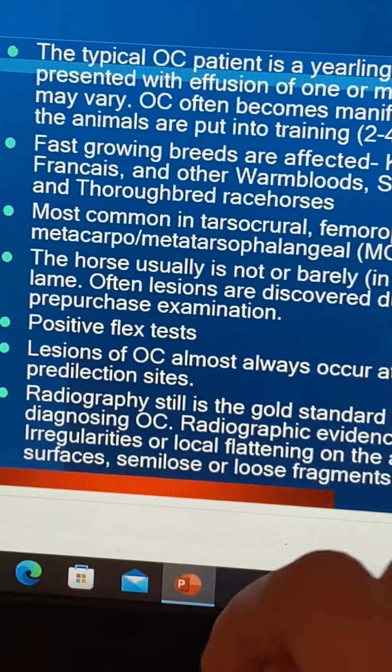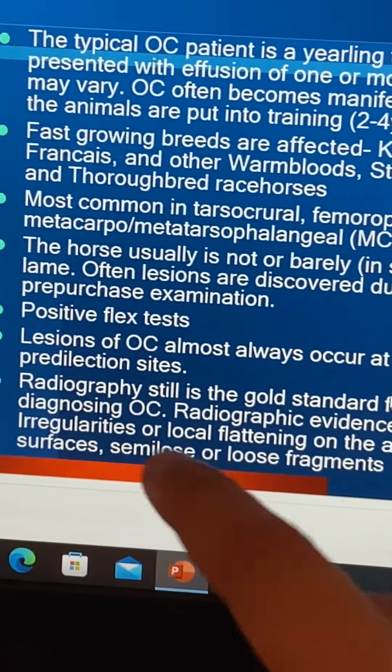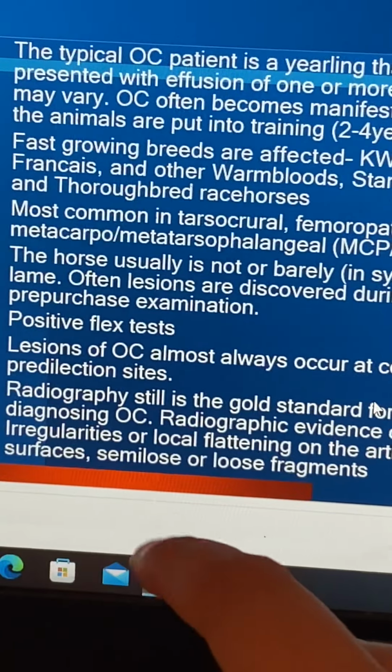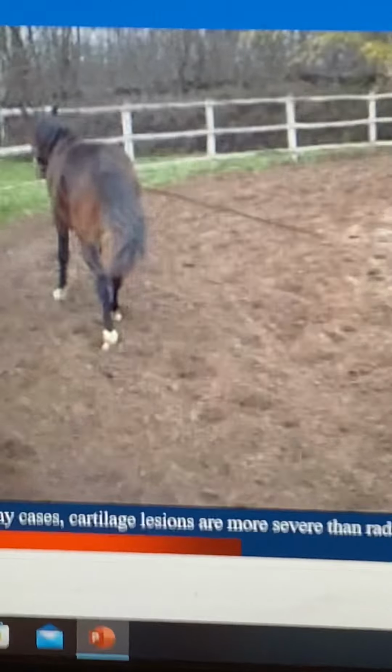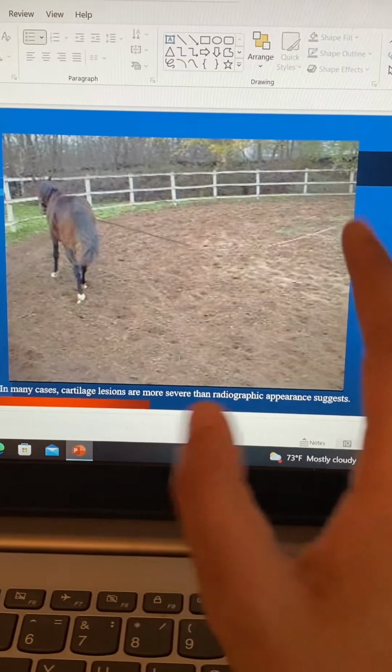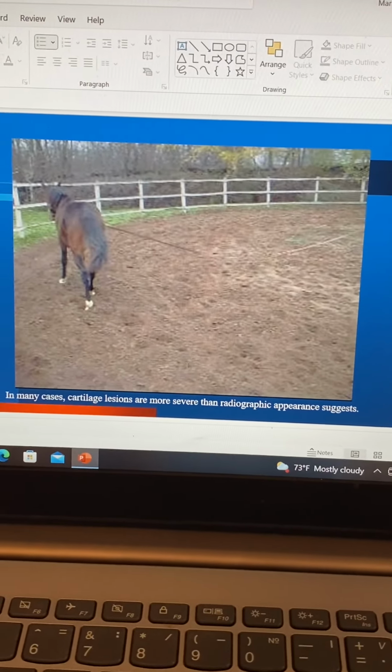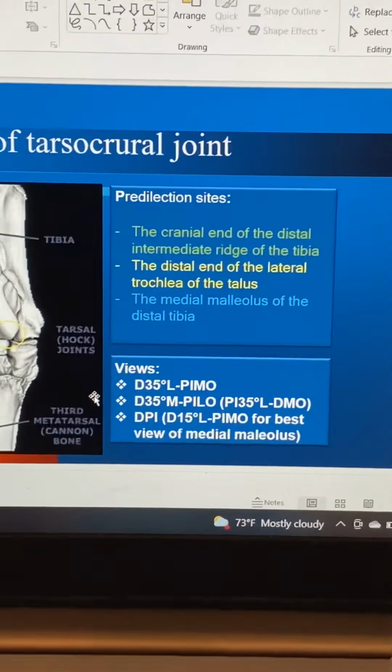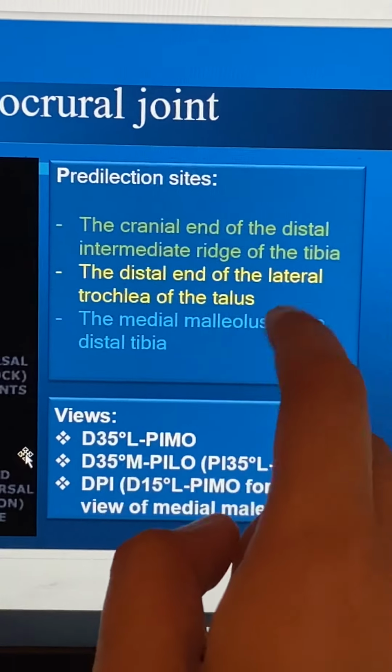These are obviously the gold standard for diagnosis, to see irregularities, flattening of the articular surfaces, see if there are loose fragments. It also says, ignore the picture, but it says cartilage lesions are usually more severe than an x-ray suggests. What are the predilection sites?